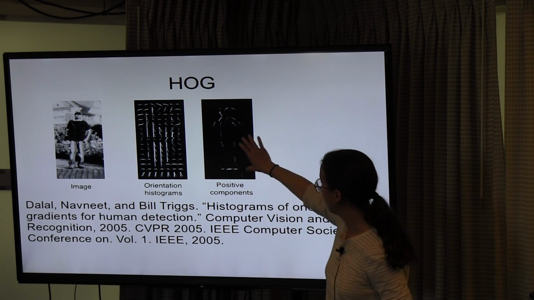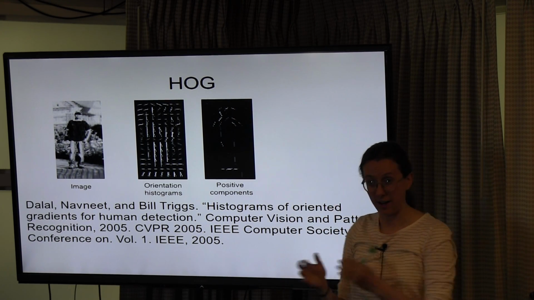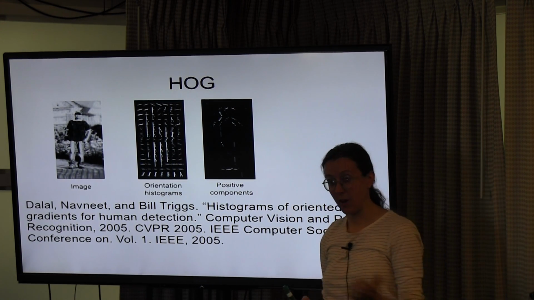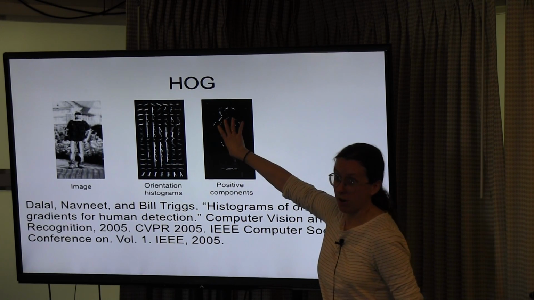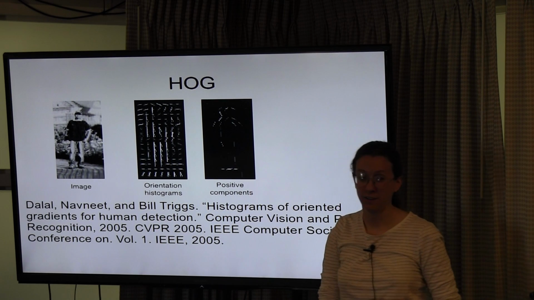So what you're seeing in this picture is the specific features, those specific angles, that the SVM gave high weight to after training. It's drawing them in this picture here. And the cool thing is it kind of looks like a person.